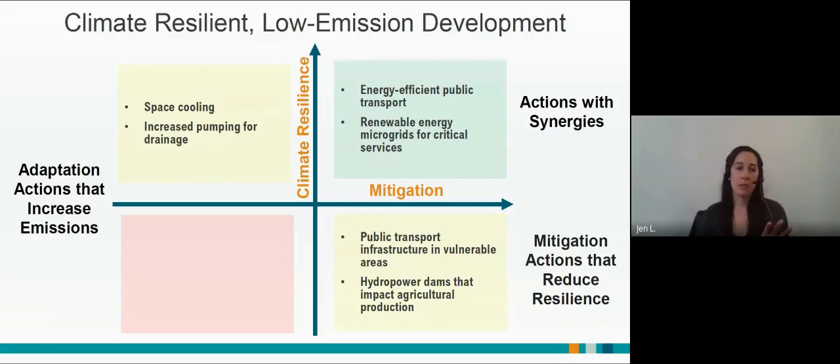Same thing in the upper left-hand corner. Again, we have actions that may improve resilience, but may impact our mitigation goals or essentially increase GHG emissions. So one thing, I work a lot in Asia, space cooling is going crazy there. It gets really hot. It's getting hotter and hotter as temperatures increase, and air conditioners are being deployed as people continue to increase their income. So space cooling is a great way to adapt to those increasing temperatures, but also a great way to increase greenhouse gas emissions. And so this is one way that we can think about how we might crosswalk and prioritize actions in our LTS or in our low emission development strategy to ensure that they also have climate resilient outcomes.